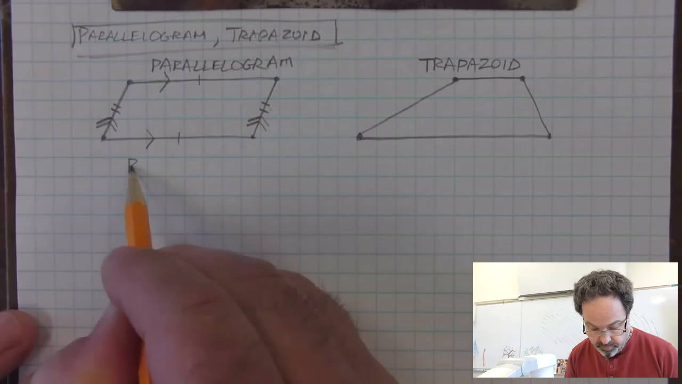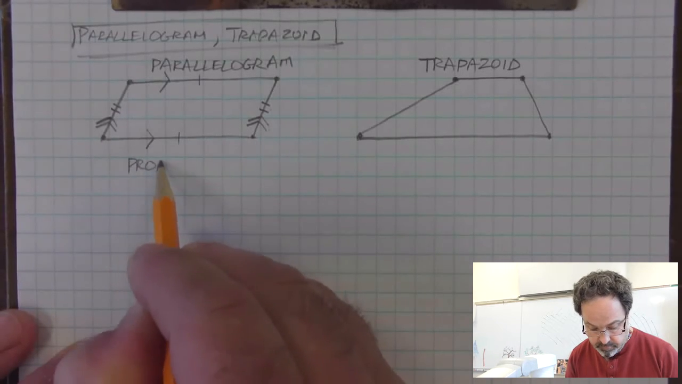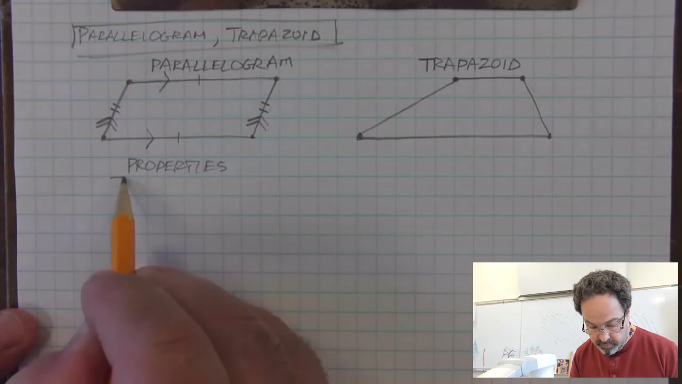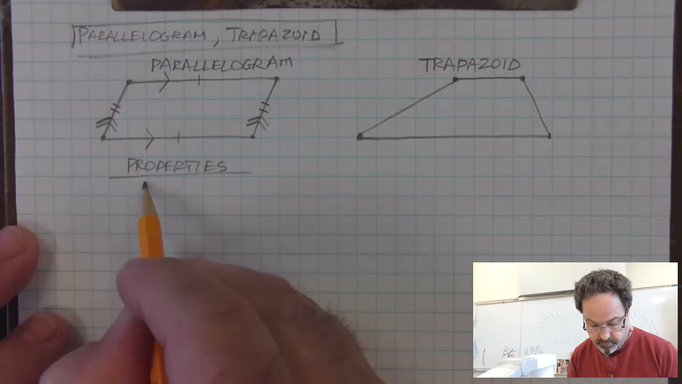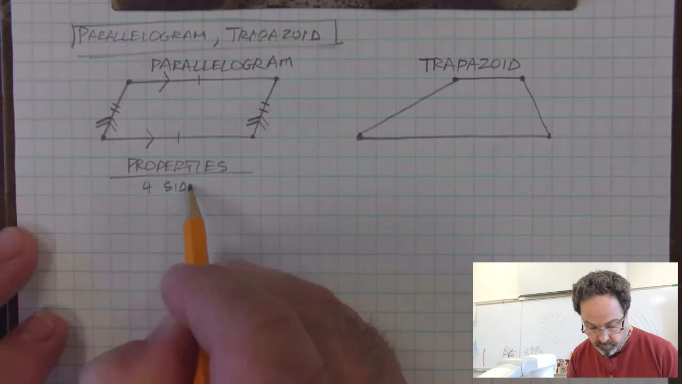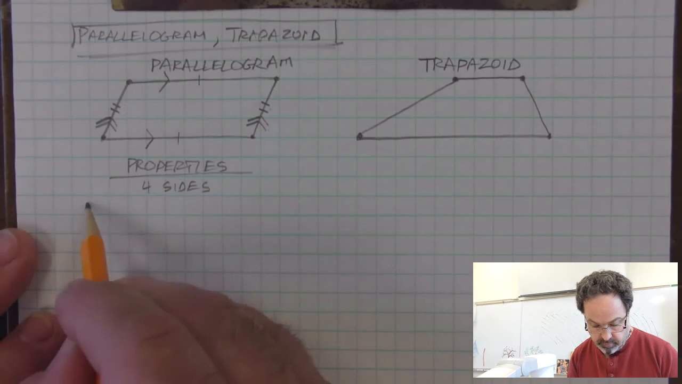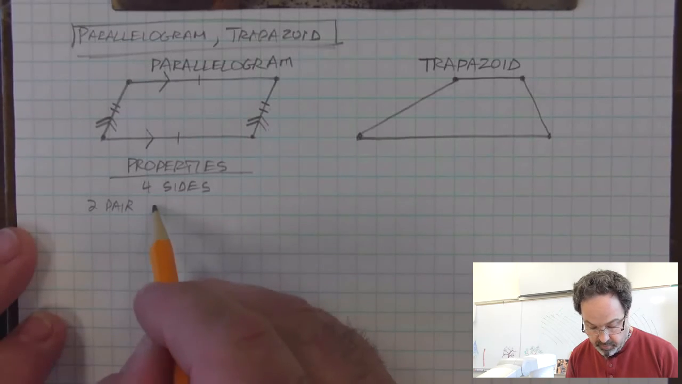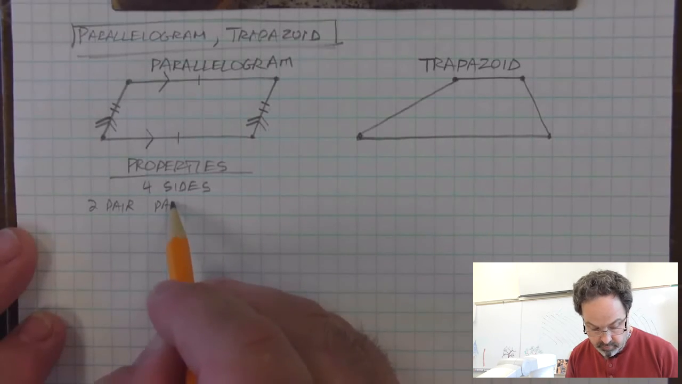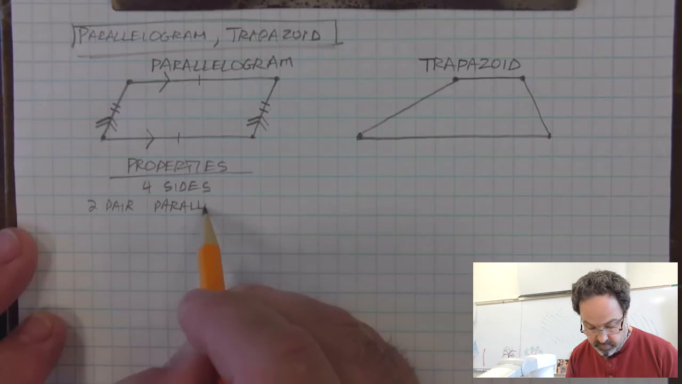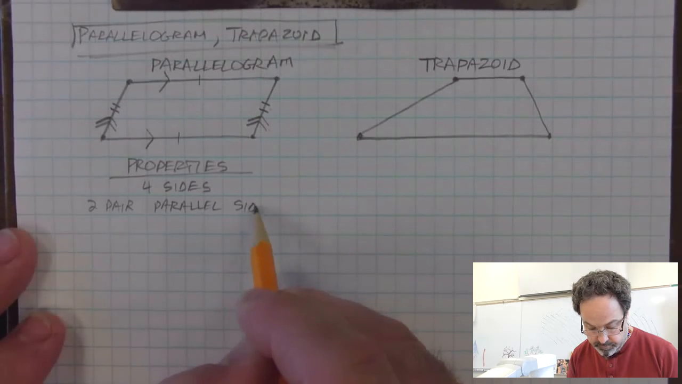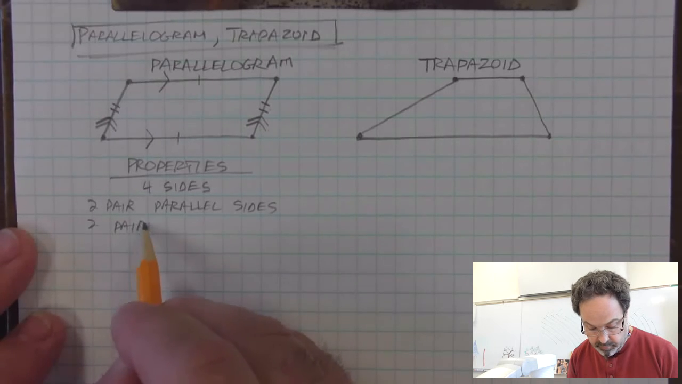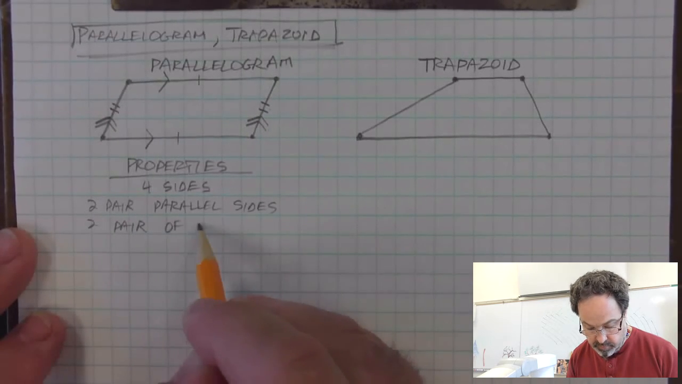We could list the properties that all parallelograms will have: 4 sides, 2 pairs of parallel sides, and 2 pairs of equal sides.